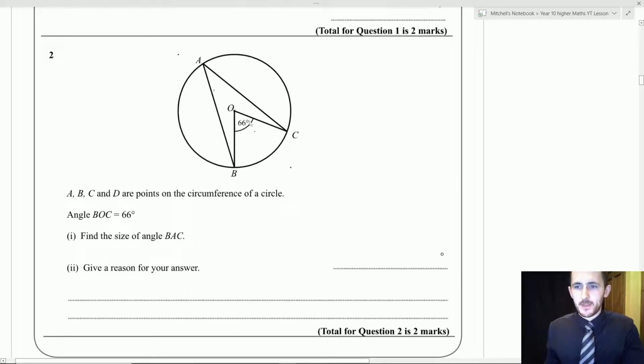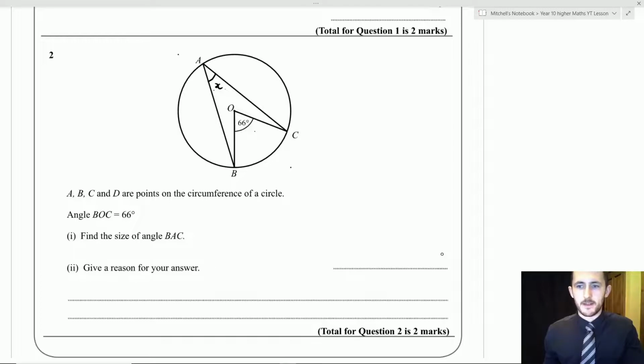So, if we have a look at this, I'm hoping that this is triggering your memory as to what this is. But A, B, C, D are points on the circumference of the circle, which is interesting because there's no point D. But anyways, angle BOC is 66. Find the size of angle BAC. So we're looking for this angle here.